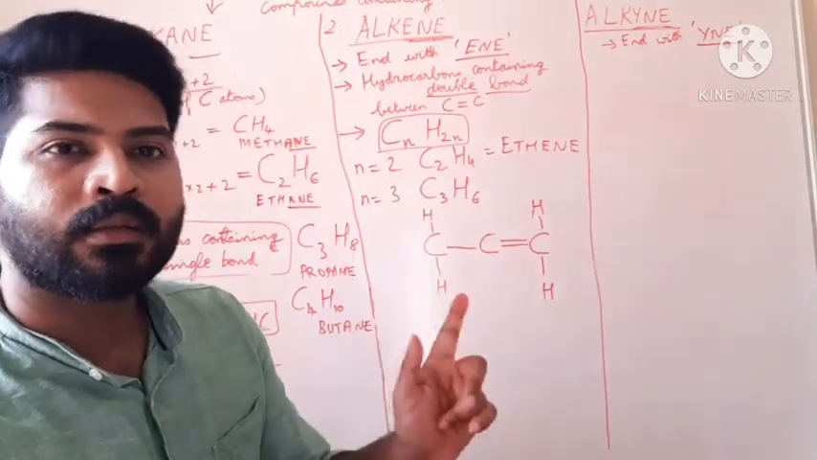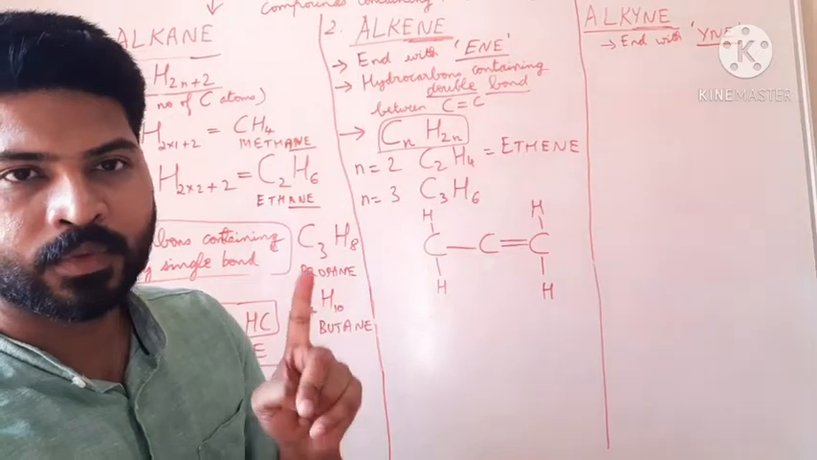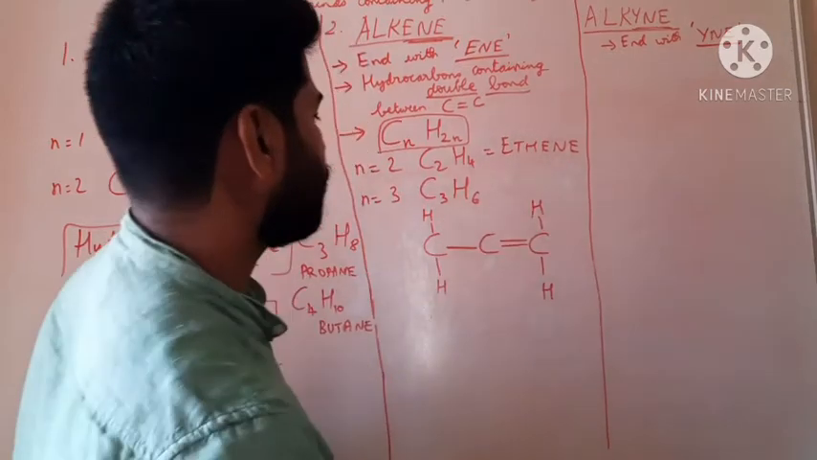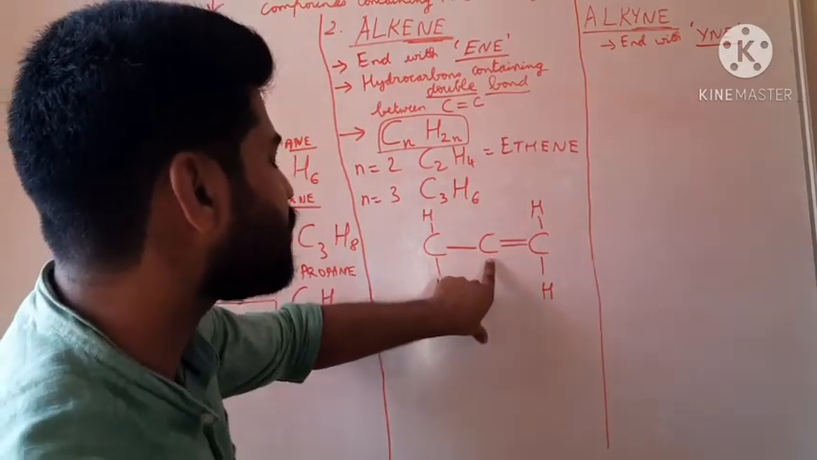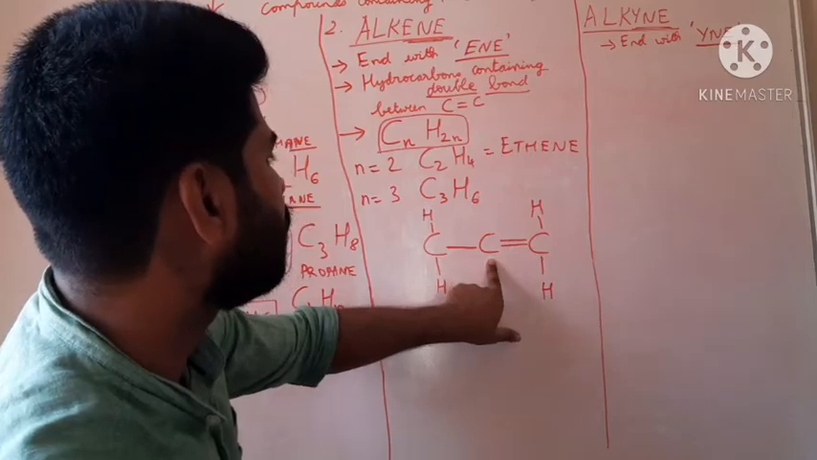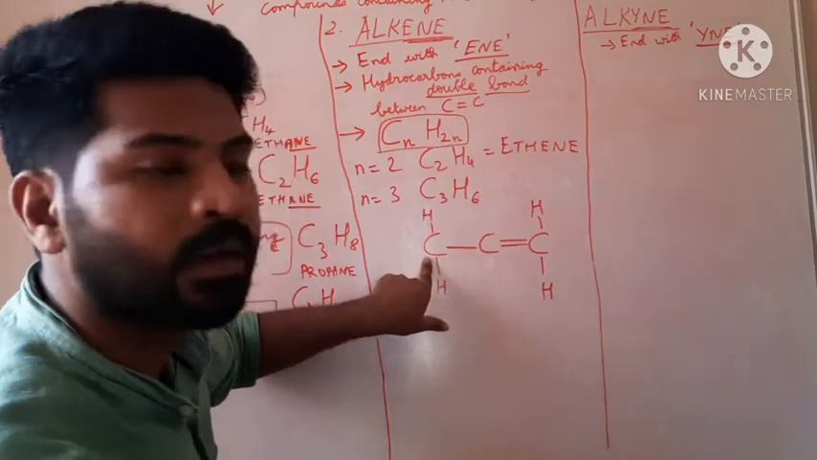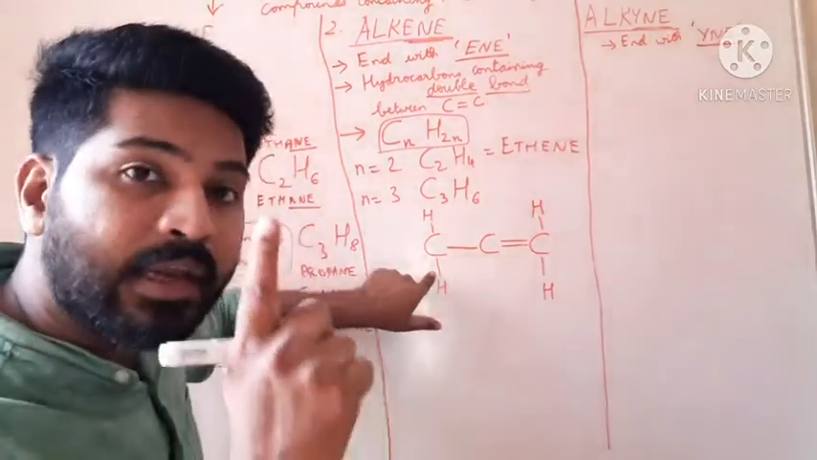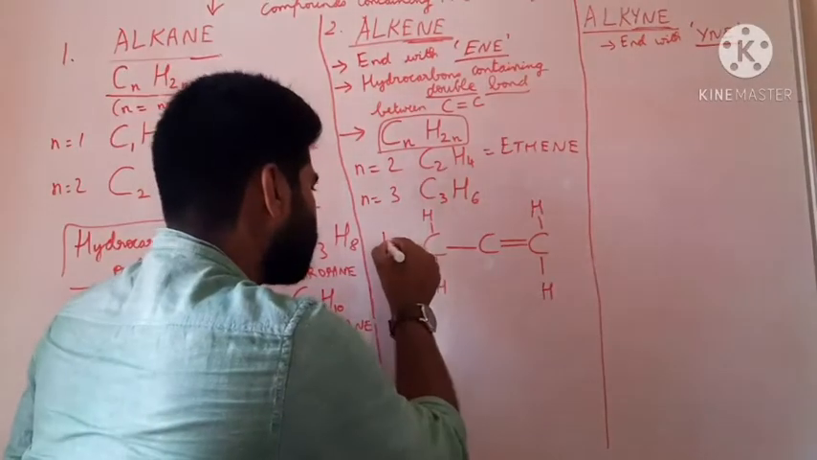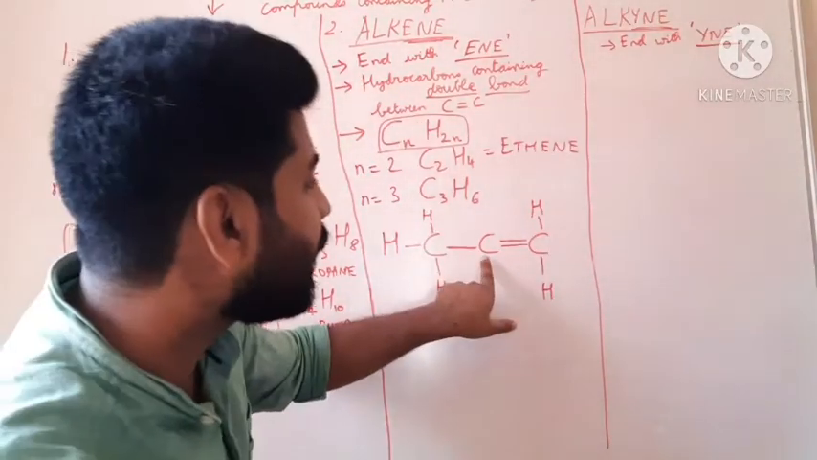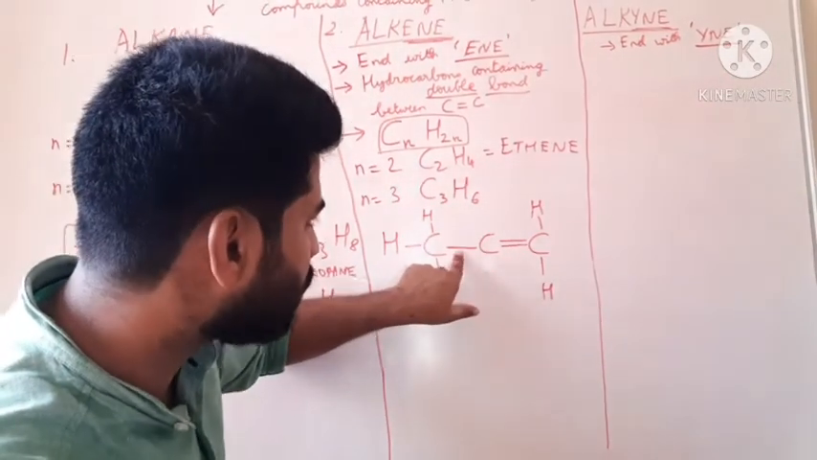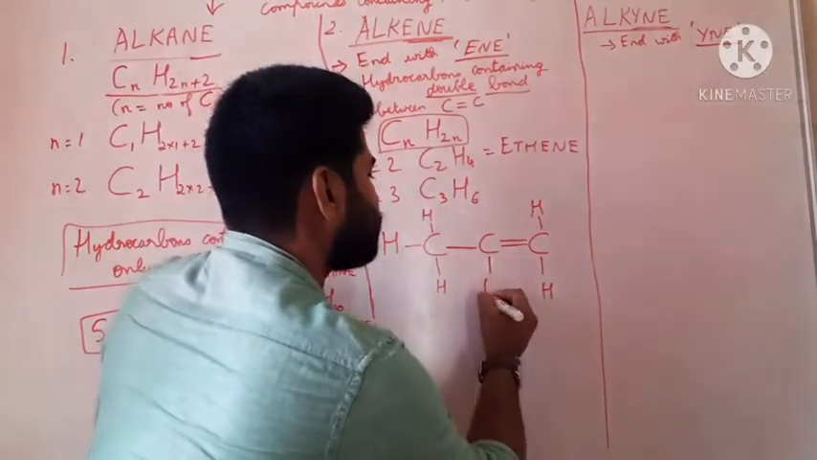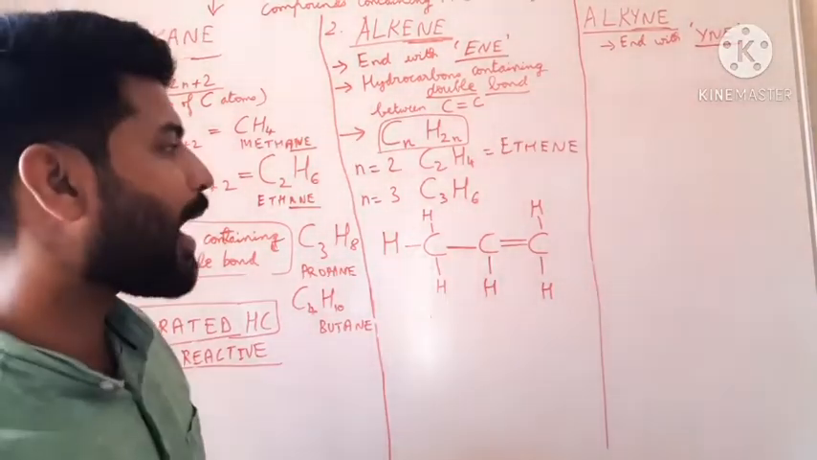Alkenes means they should contain at least one double bond. So one double bond has to be there, that is enough. When I remove this one double bond, now you can see the first carbon, its valency is 1, 2, 3. It can take one more hydrogen. The second carbon, its valency is 1, 2, 3. So this needs one more hydrogen. Now we have added 2 hydrogens.